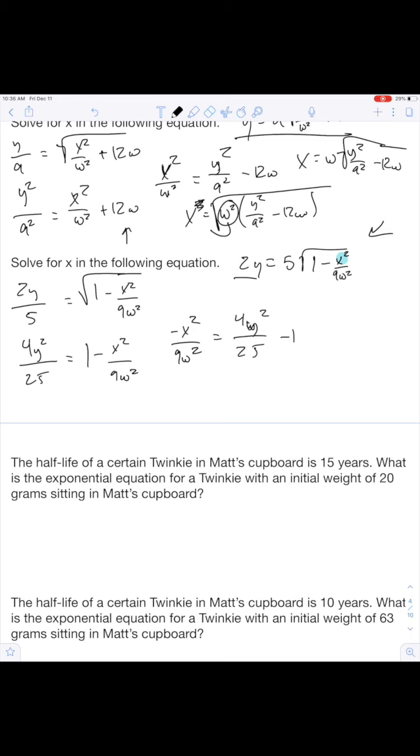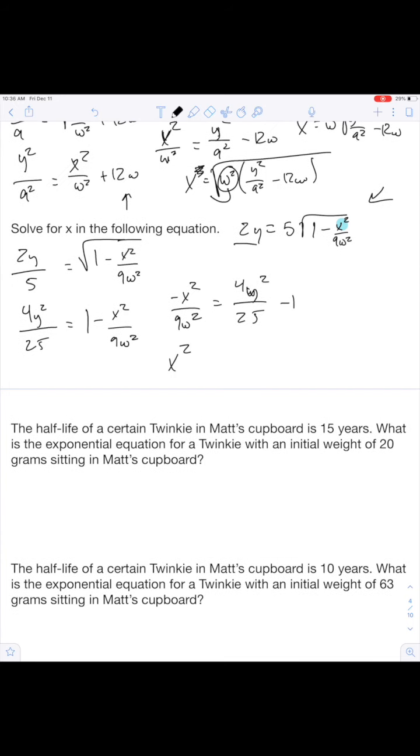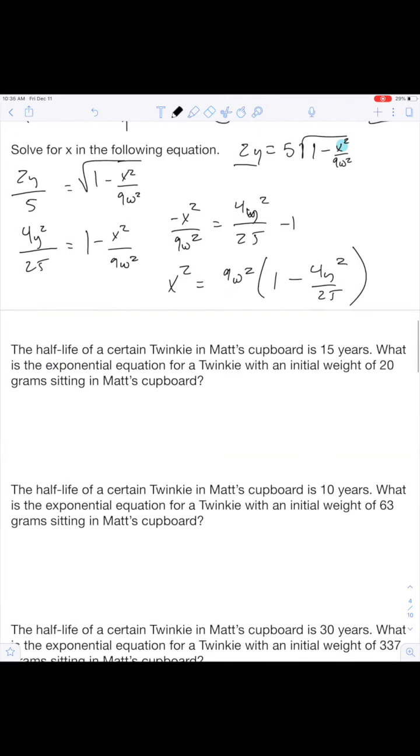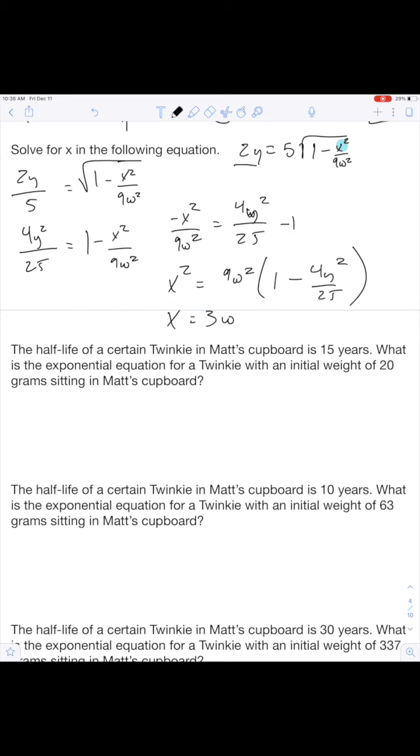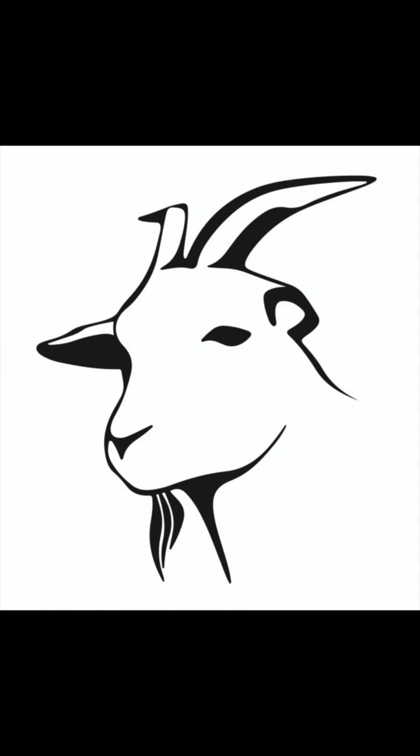Now I got to multiply by the negative w squared to get rid of it. So I have x squared equals 9w squared times 1 minus 4y squared over 25. It's a beautiful thing. Take the square root, and ultimately I'm going to be left with 3w times, glorious stuff, the square root of 1 minus 4y squared over 25. God bless America.